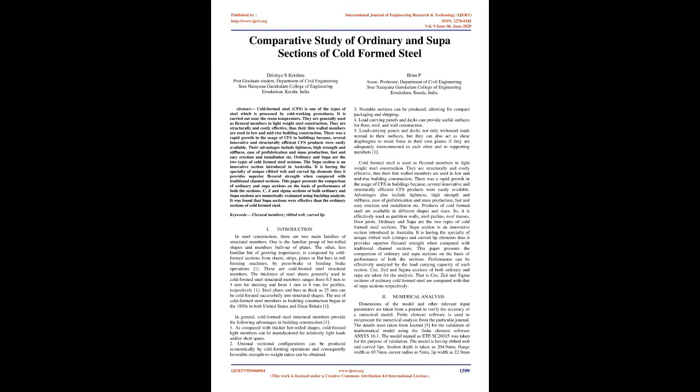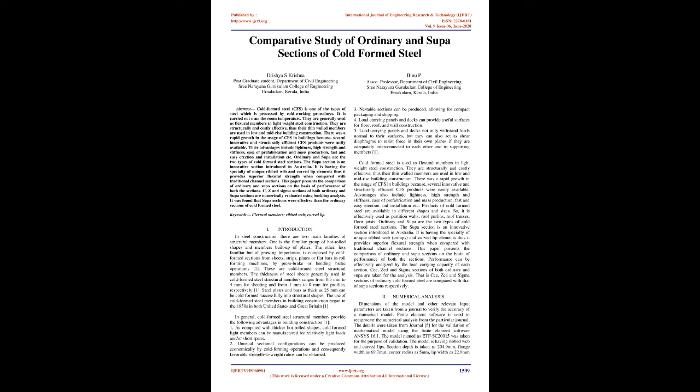This paper presents the comparison of ordinary and Supa sections on the basis of performance of both the sections. C, Z, and sigma sections of both ordinary and Supa sections are numerically evaluated using buckling analysis. It was found that Supa sections were more effective than the ordinary sections of cold-formed steel. Keywords: flexural members, ribbed web, curved lip.